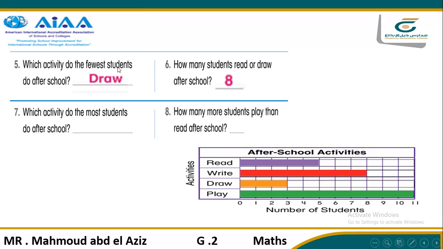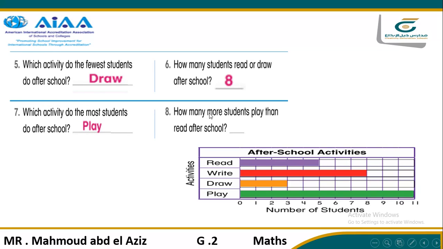Another question: which activity do the most students do after school? What is that question asking? It means I want the most number here. So it's what? Number 11, and what? Play. So we have here 11 students play after school. He wants the activity here, so you will write play. Don't write the number. He didn't ask you for the number. He asked you for the activity. So you will write here play.